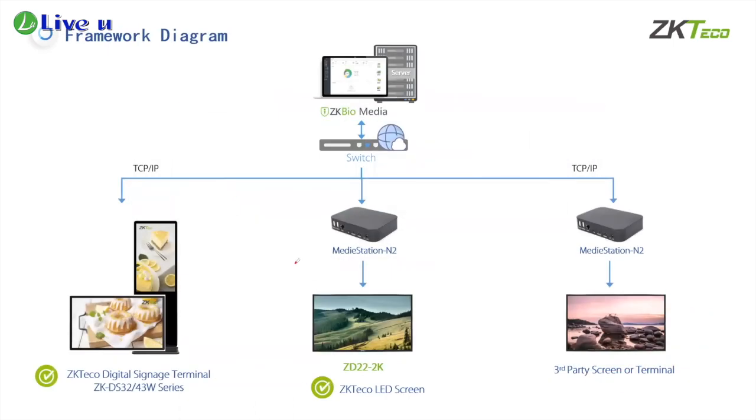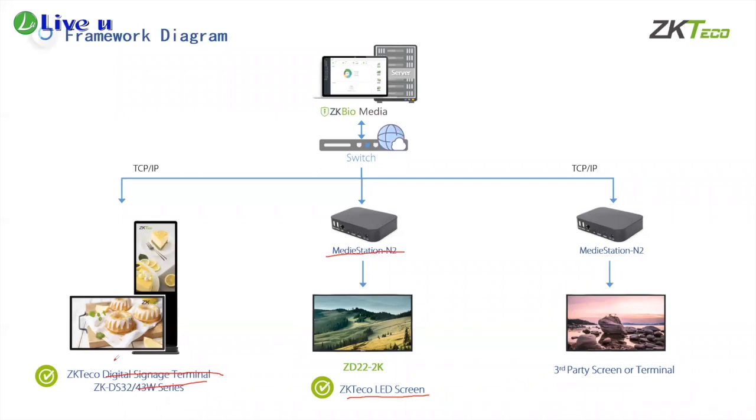So next part, we will introduce the firewall diagrams. Here you can see that we have 2 options for customers. The first is the digital signal terminals, the ZKDS series products. And the second one is the mini box media station N2 with a monitor. For the N2, the customer can use the ZK monitors, or they can use third party monitors. We just need the monitor to support the HDMI interface.